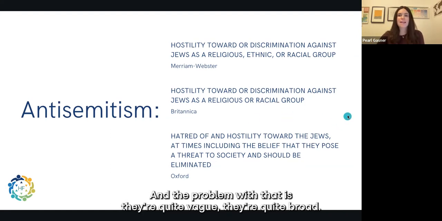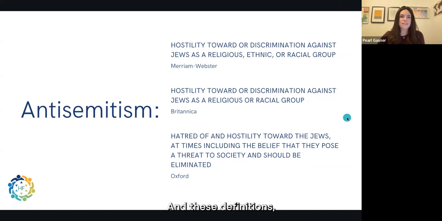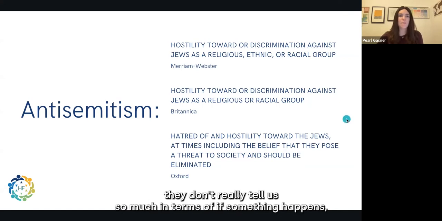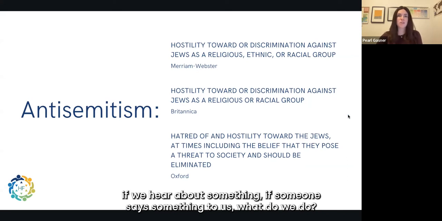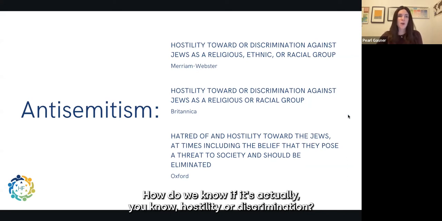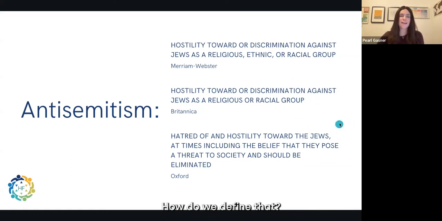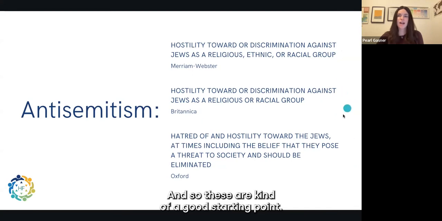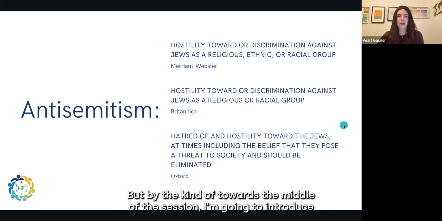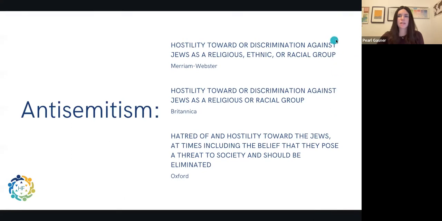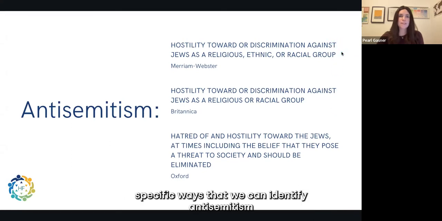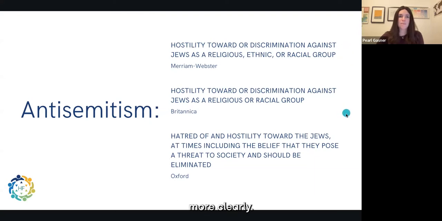And the problem with that is these definitions are quite vague and quite broad. They don't really tell us, if something happens, if we hear about something, if someone says something to us, what do we do? How do we know if it's actually hostility or discrimination? How do we define that? These are a good starting point, but towards the middle of this session, I'm going to introduce some more specific ways that we can identify anti-Semitism and define it a little more clearly.